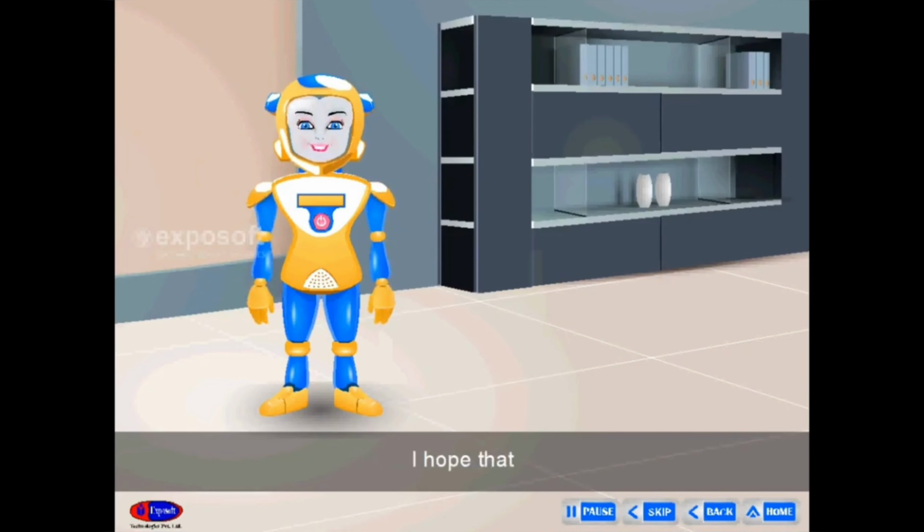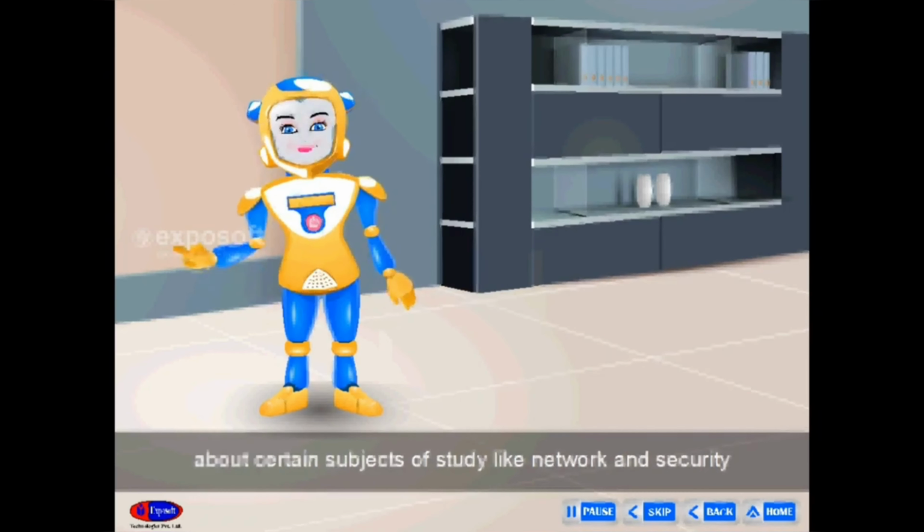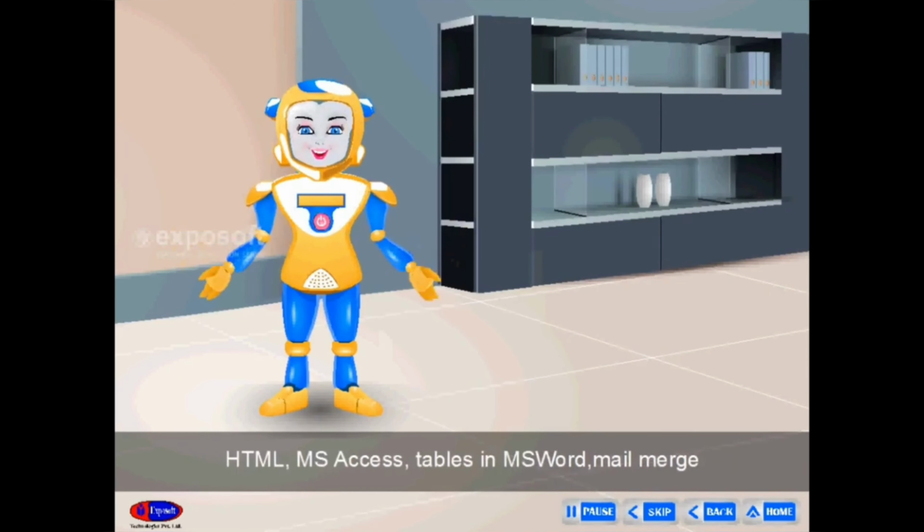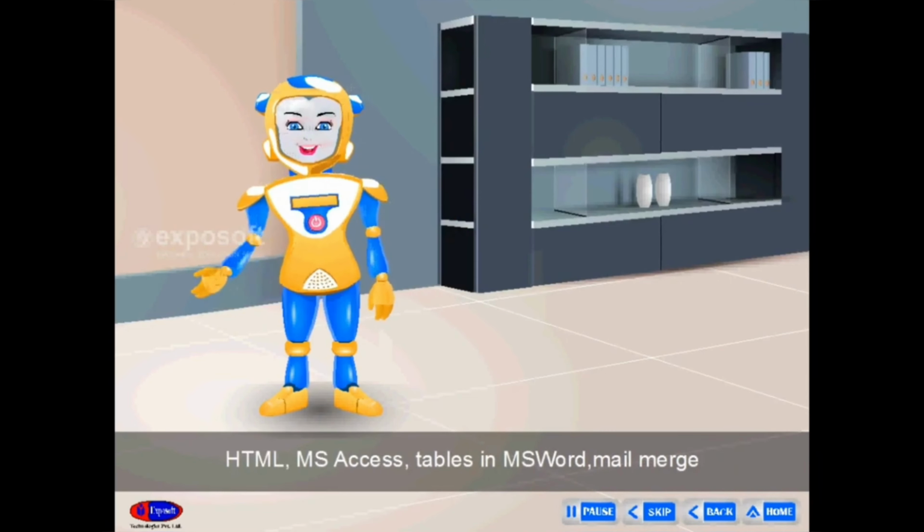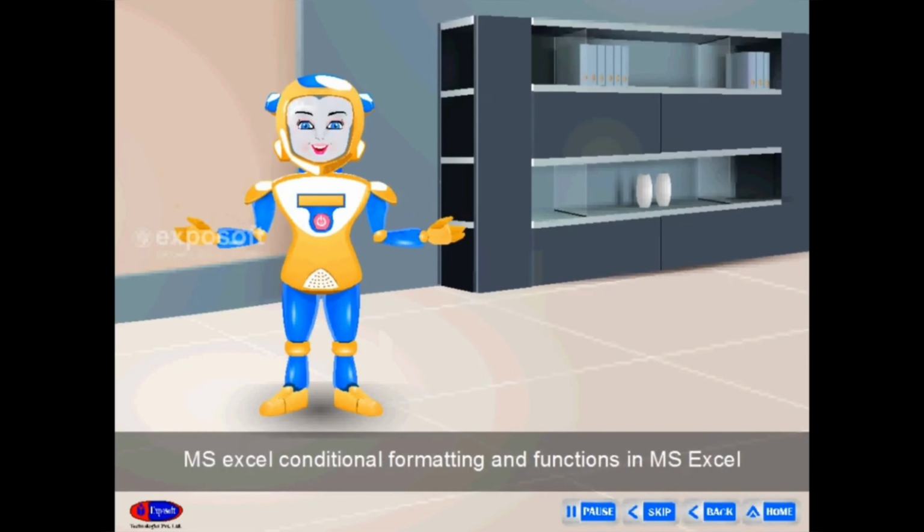I hope that all of you are well aware about what computers are and how they are working. Now, let us go through some details about certain subjects of studies like networks and security, HTML, MS Access, table in MS Word, mail merge, MS Excel conditional formatting and function in MS Excel.